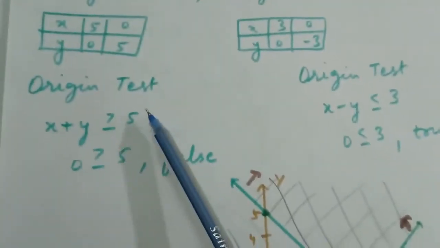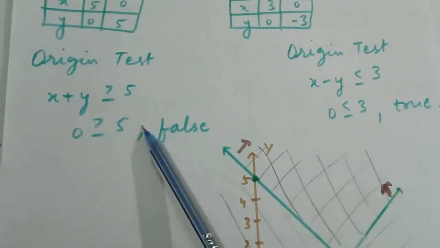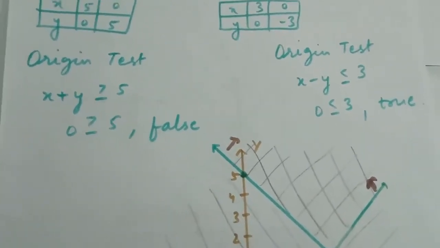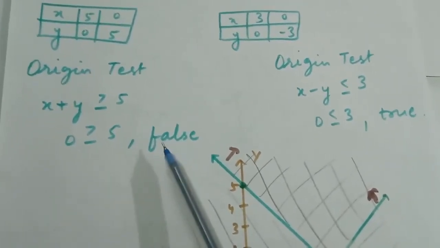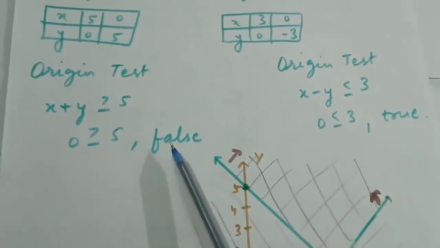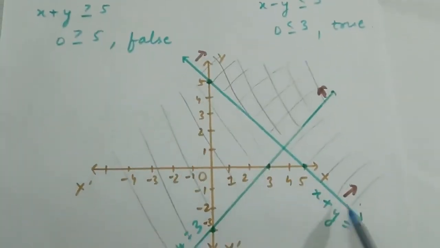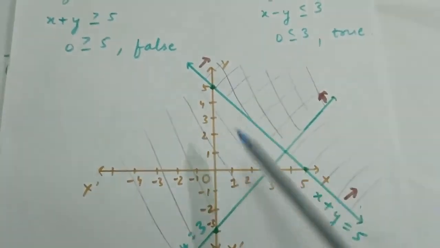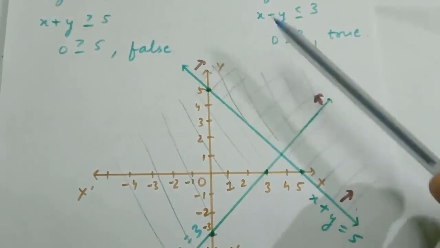Now we will do the origin test. As this is our given inequality, when you will put 0, you will get 0 greater than or equal to 5, which is false. So the solution of this inequality will be the region away from the origin. So this is our line x plus y equal to 5. Now the solution will lie away from the origin. Origin is here. So the solution will be this portion.